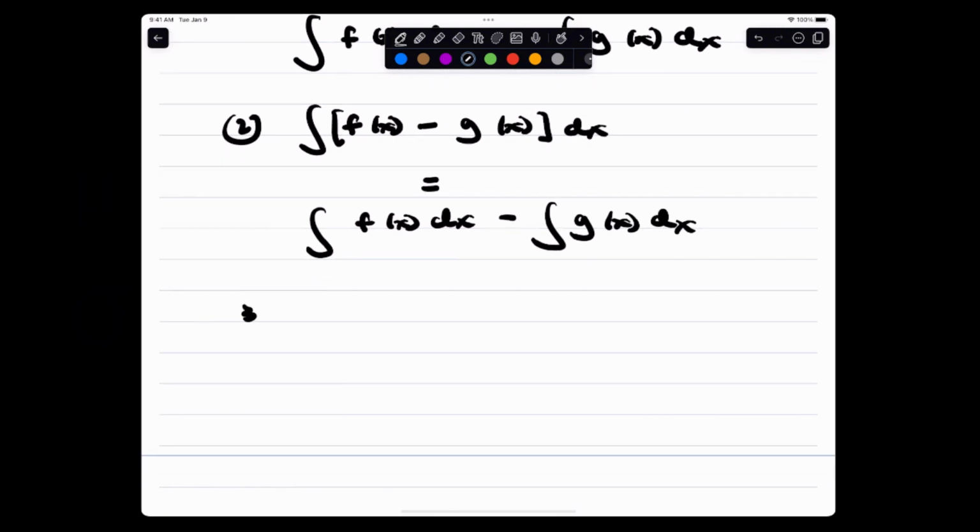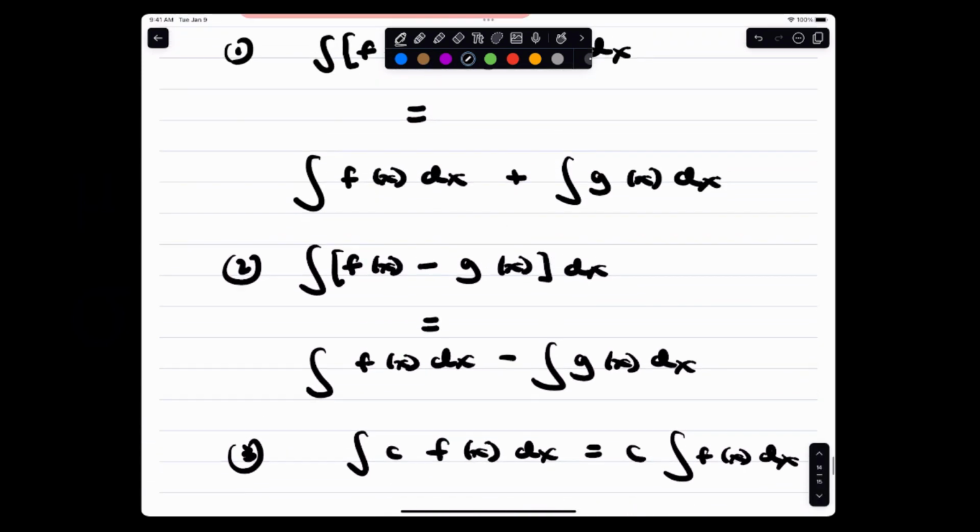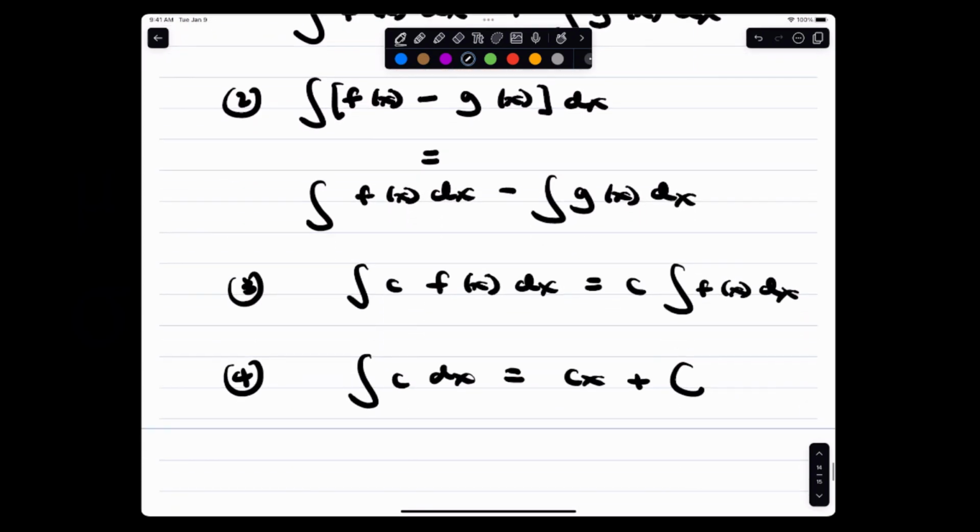And then the third fact, we'll say the integral of a constant times a function, well, you can pull out the what? The constant. And then maybe the fourth fact, the integral of a constant, just a constant, is cx plus, and that's a big C if you want to think of it that way, because this is an antiderivative.